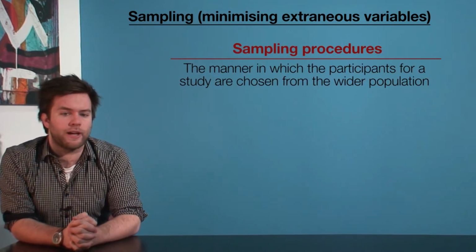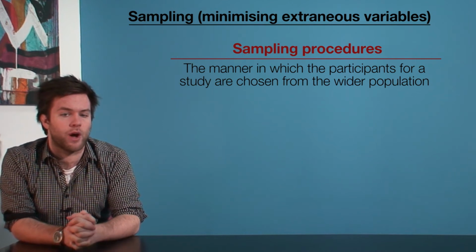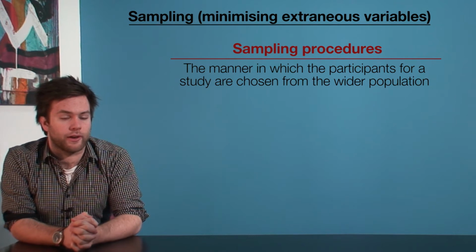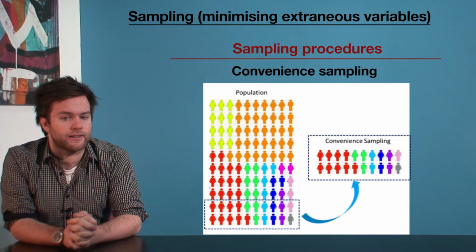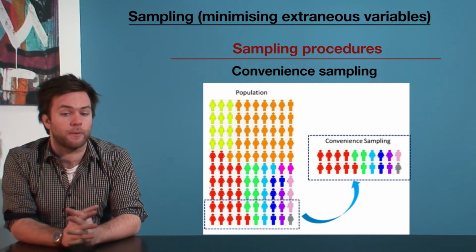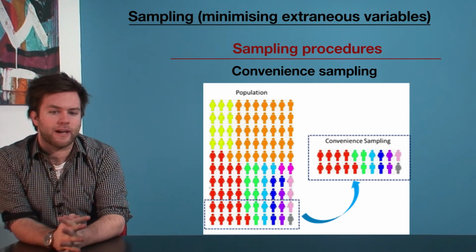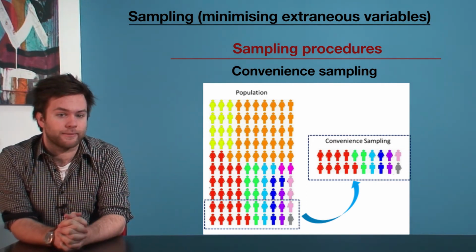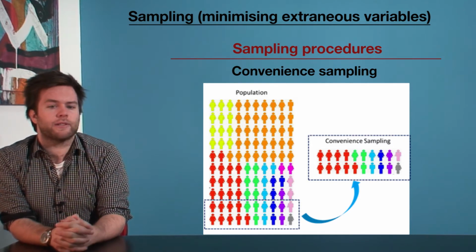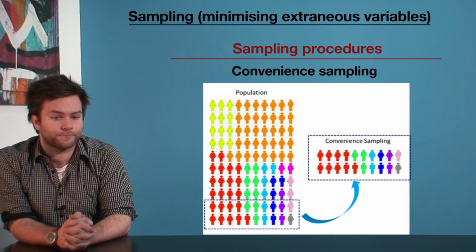Let's start with sampling procedures. Sampling can generally be understood as the manner in which the participants for a study are chosen from the wider population. There are 4 main types of sampling procedure. In convenience sampling, there is no attempt made for this sample to be representative of the population. That is, the sample is often selected on the mere basis of ease or simplicity. But due to its non-representative nature, this sampling procedure is highly vulnerable to extraneous and confounding variables.